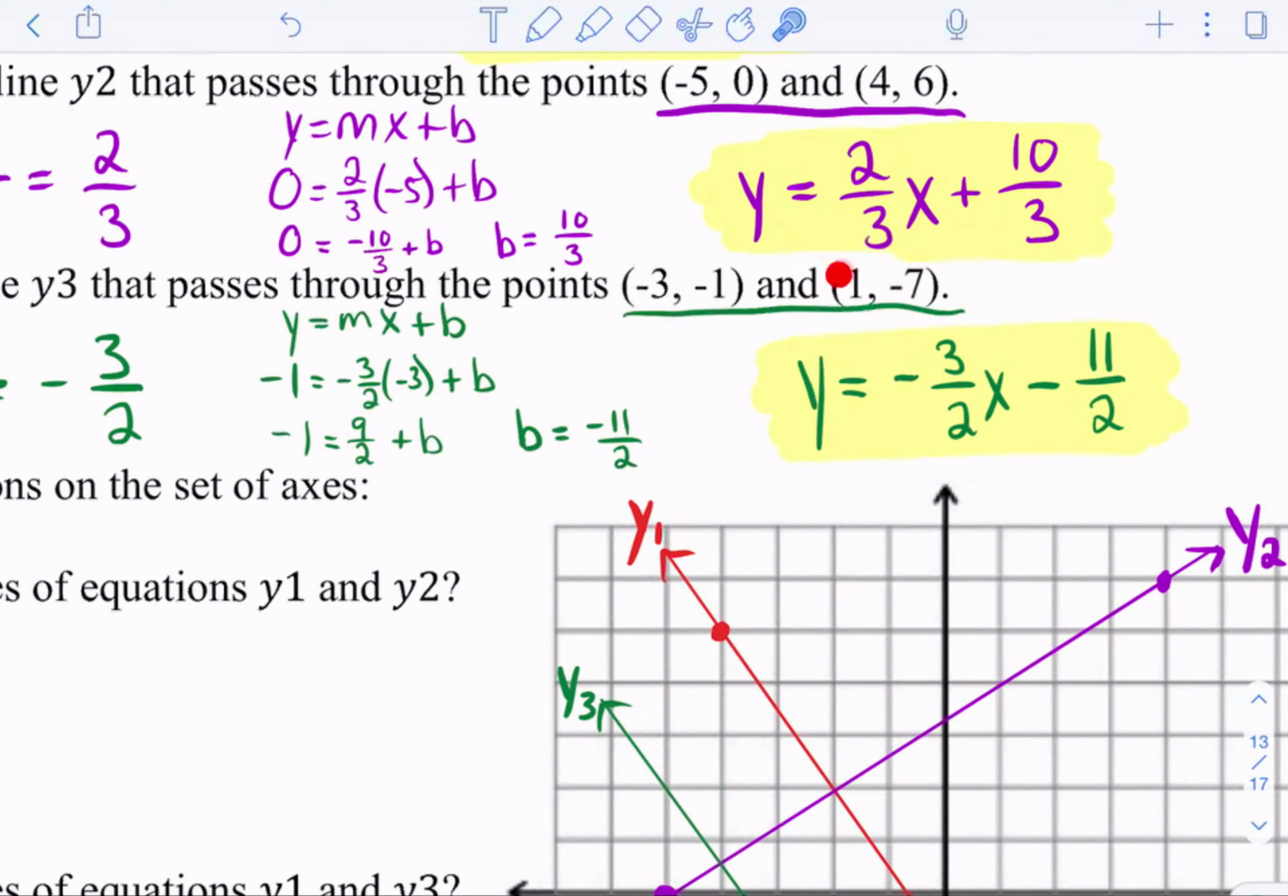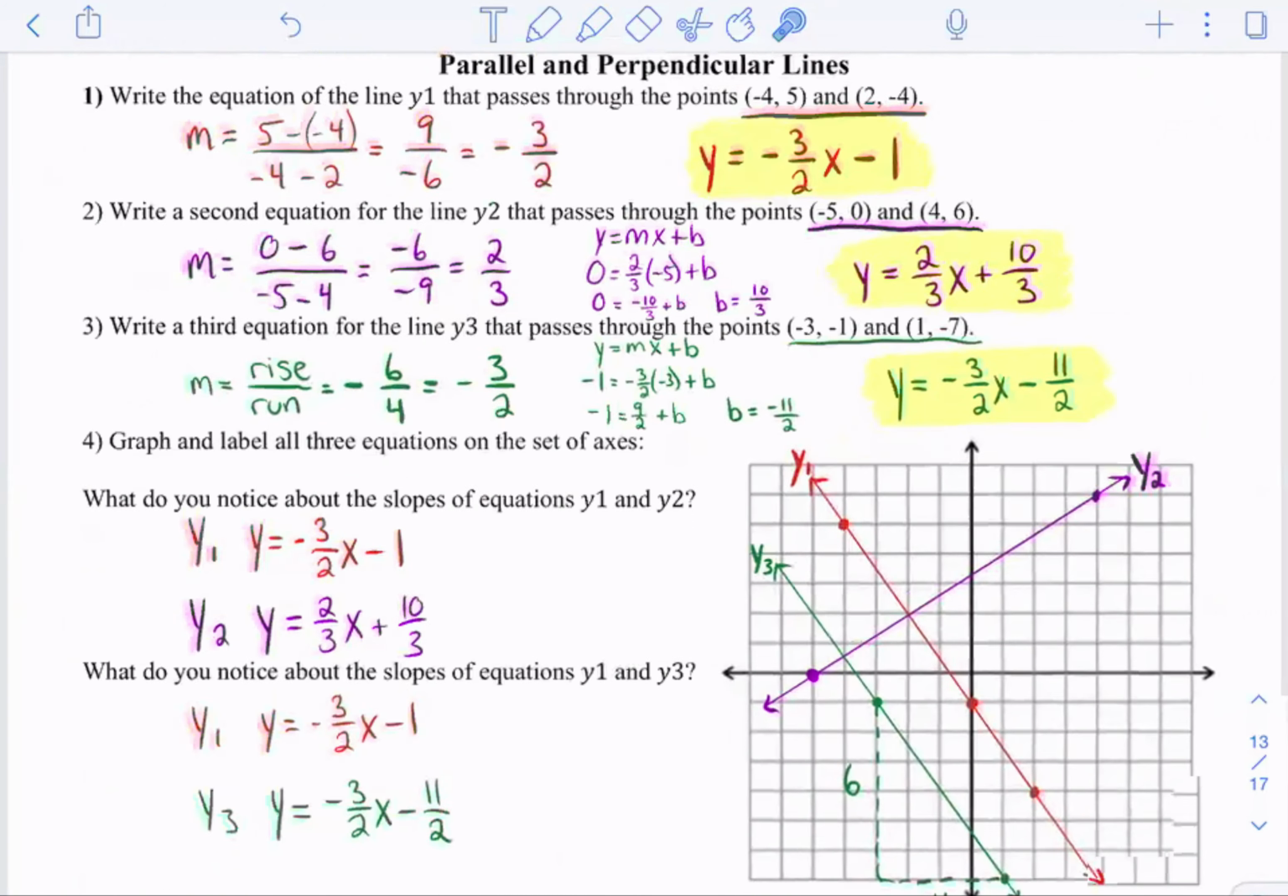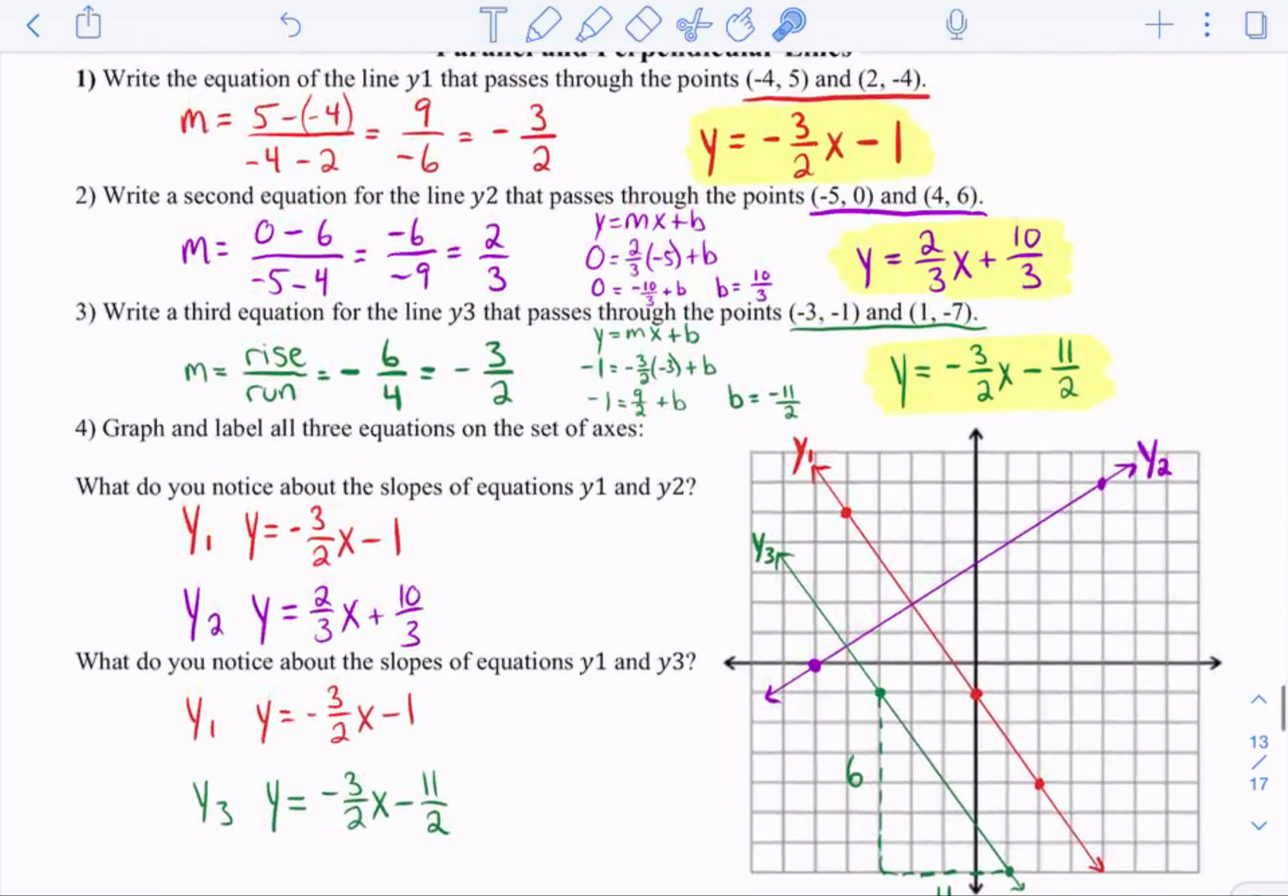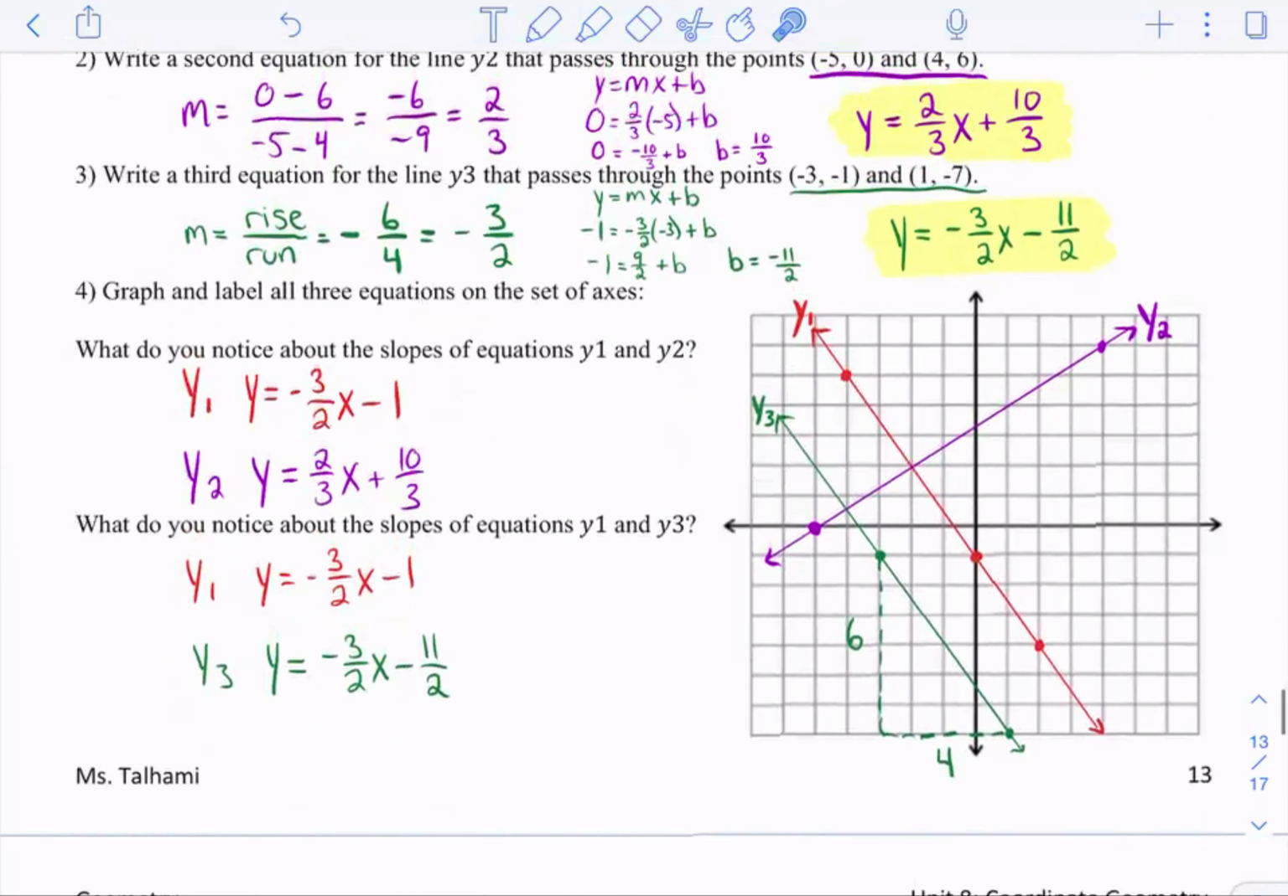Some of you would have chosen the second one because there's only 1 negative instead of 2 negatives. So I actually chose the first one, just force of habit. Plugged in for y and for x and the slope. And I got myself a negative 11/2. So that's my y-intercept for this green, the third equation. So I labeled them y1 for the first one, y2 for the second one, and y3 for the third one.